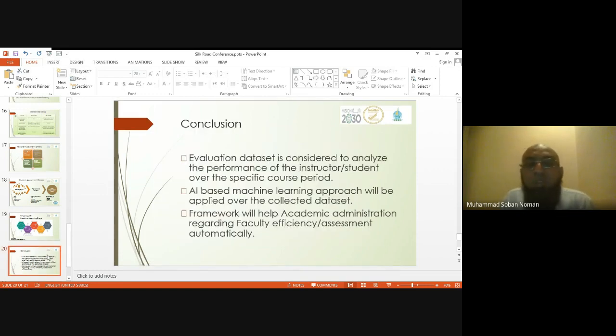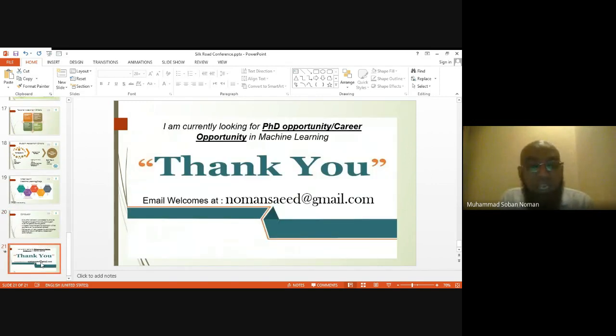So my conclusion is that we are now proposing a machine learning based or AI based assessment framework for both students and teachers in a particular institution. This is our conclusion, and the last slide.